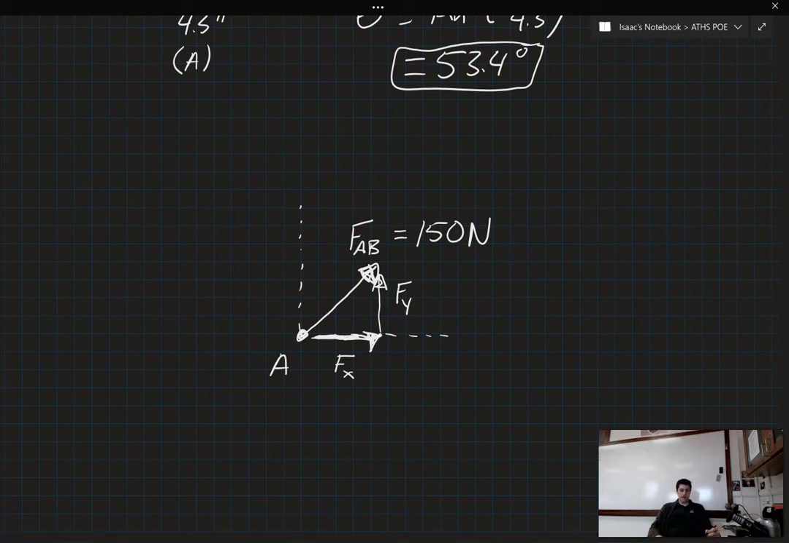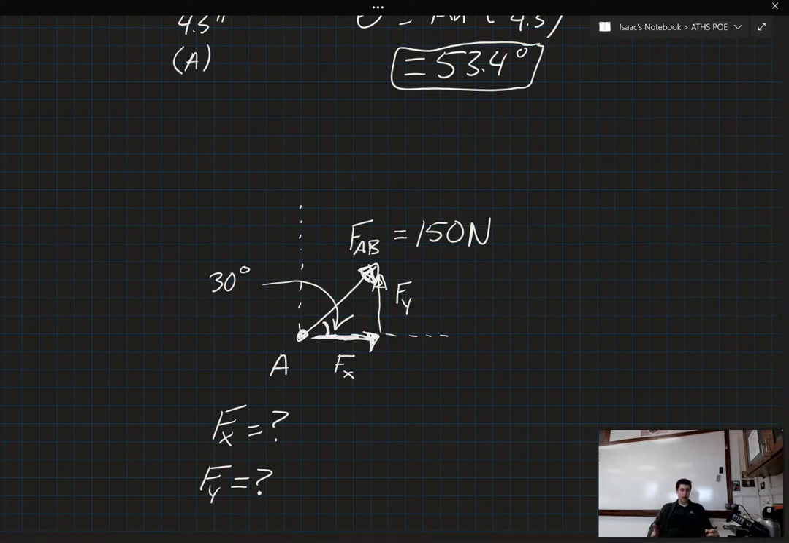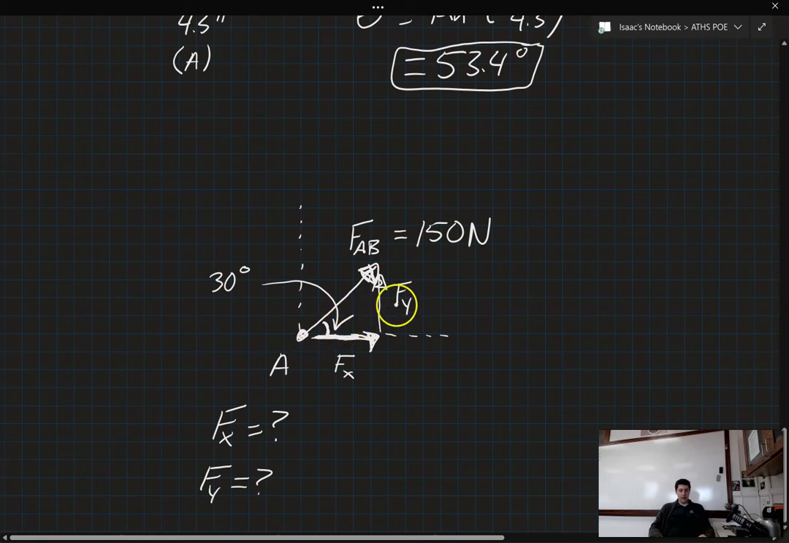So how do we split this up? Well, as you can see, I drew a triangle, and this triangle is formed by the angle that the force is applied at. So let's say that this angle is 30 degrees. And we want to know how much force is in the x direction and how much force is in the y direction. Well, if we look at our triangle, we can actually make the triangle that we've used for trig. If this is my angle, then Fy is the opposite side. If this is my triangle, Fx is the adjacent side. And Fab is the hypotenuse.